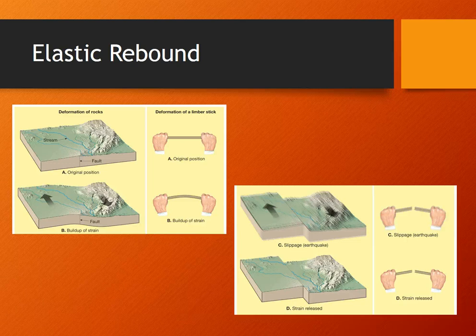When it breaks, those rocks go back to their unbent position. So now, instead of one bent stick, you have two straight sticks because they have bounced right back to their original position. It's that bouncing back to the original position that causes the earthquake. That's what releases that energy.